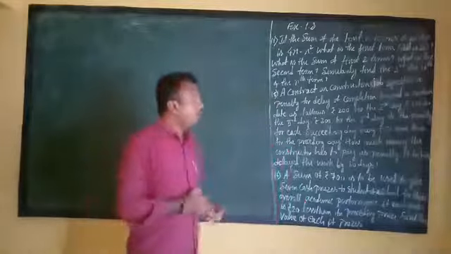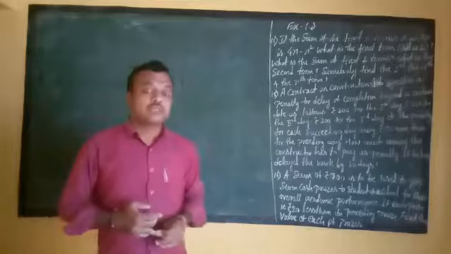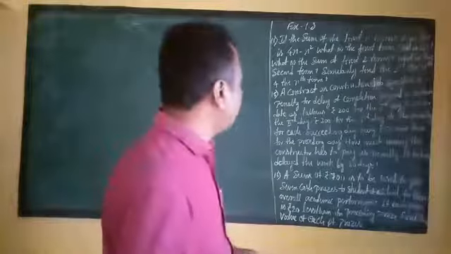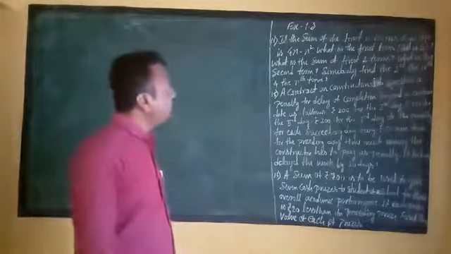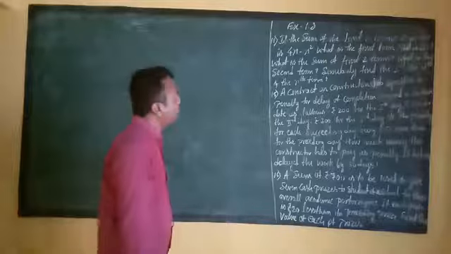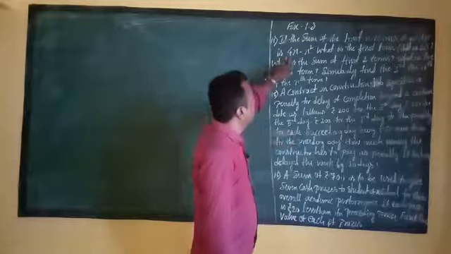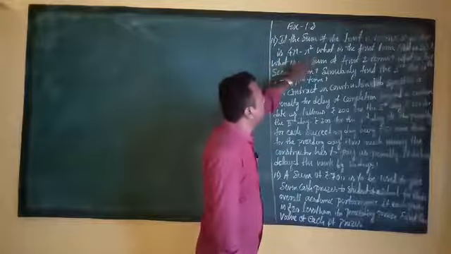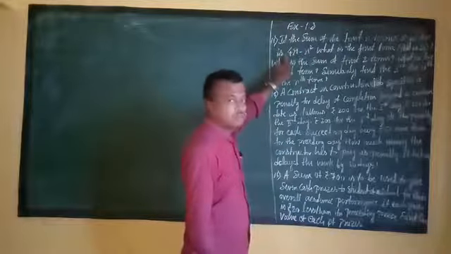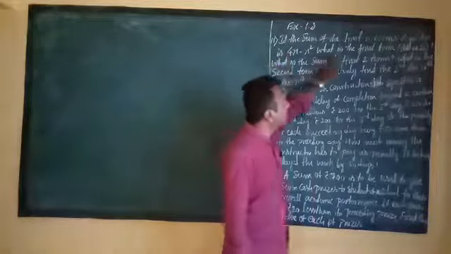So today we are continuing exercise 1.3. Okay students, the next question, number 11. If the sum of the first n terms of an AP is 4n minus n square, what is the first term? So this is the sum of the first n terms of an AP. This is Sn. Okay. What is the first term?